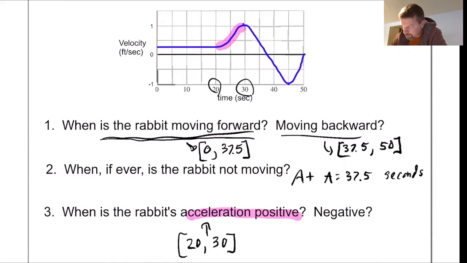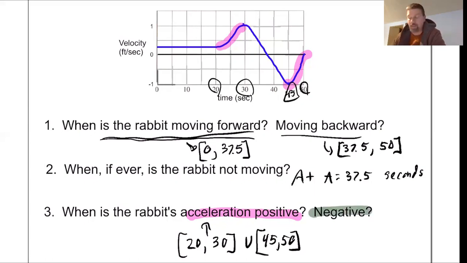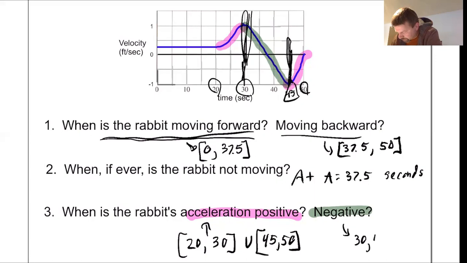Oh, and I see another spot, also here, right? It's going upward, positive slope there. So let's add that with a union. That looks like it's starting at 45 seconds all the way to 50. When is the acceleration negative? Well, that's when you have a negative slope, because this would be the derivative of velocity, which measures slope, right? So I've got a negative slope all during that section, in this case starting at 30 and going all the way up until 45. That whole section there, from 30 seconds all the way to 45 seconds.